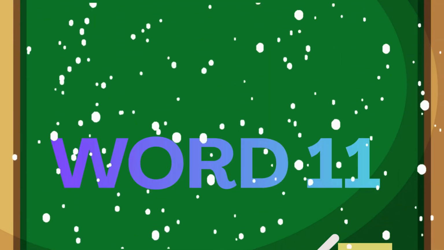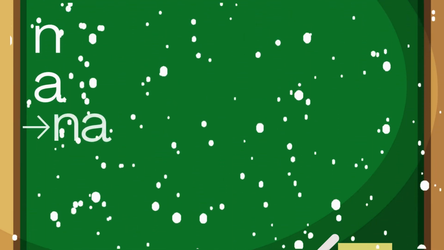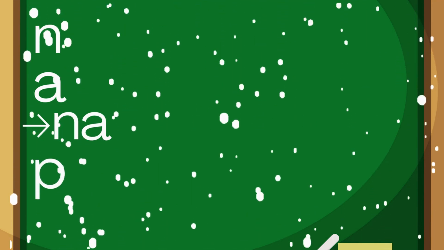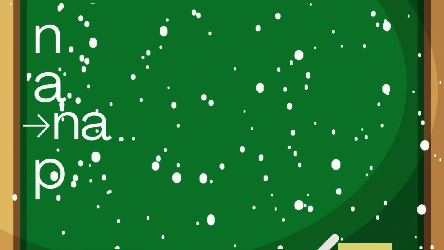Word 11. Nap. N, a, nap, p, nap. Let's read it again. N, a, na, p, nap.